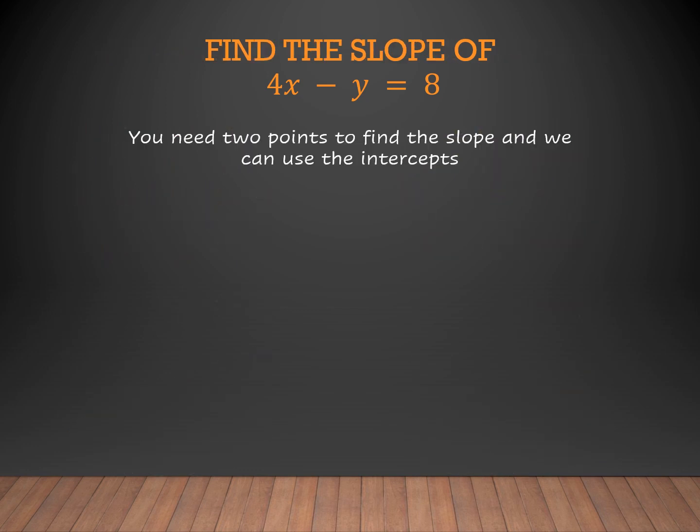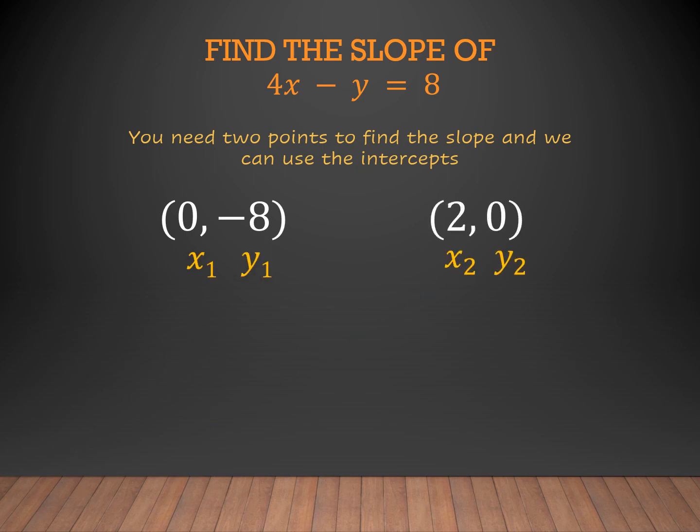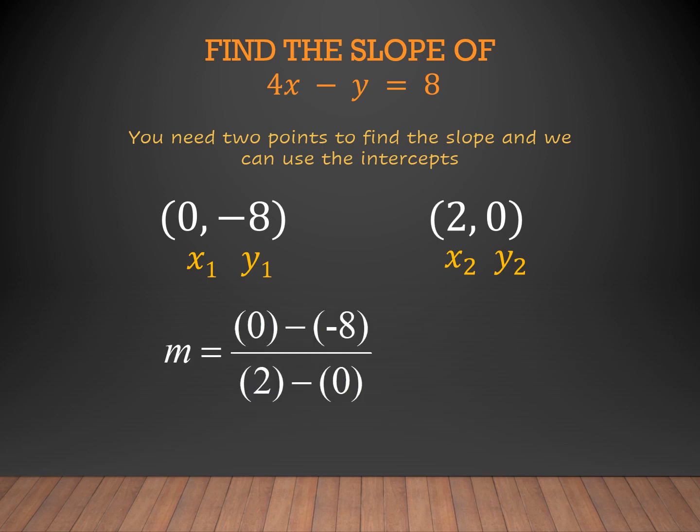Now we can find the slope of this line. Since we have the intercepts, we only need 2 points. Don't forget to label your coordinates with x1, y1, x2, y2. Now we're going to substitute them in the formula of the slope, and we got the slope as 4.